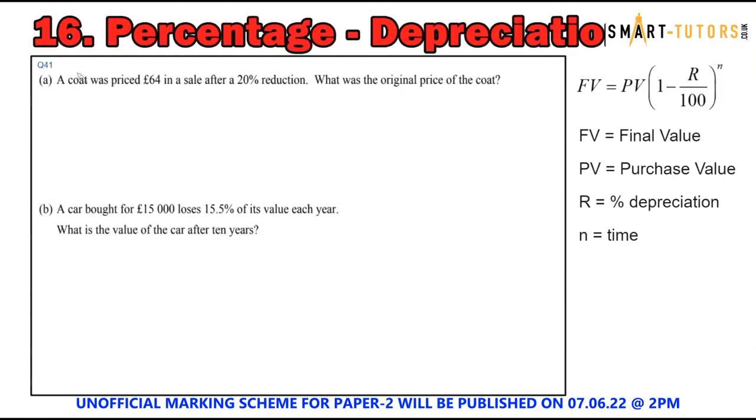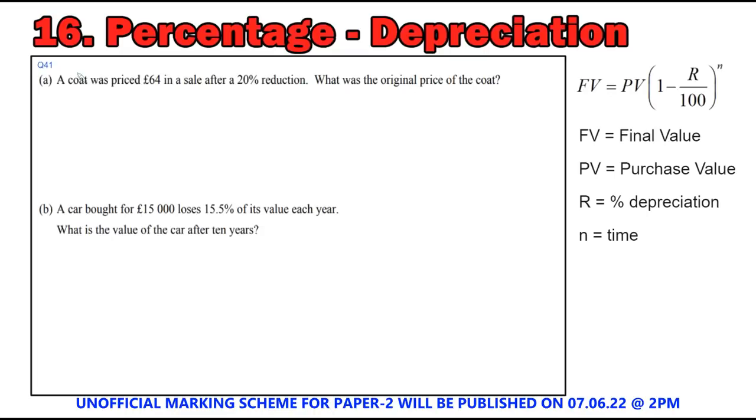Topic number 16, percentage. Depreciation. You must understand the formula. Sometimes they won't be giving the formula in the question, but however, we believe that formula is in the formula sheet. FV equal PV bracket 1 minus R over 100 to the power N. FV stand for final value, PV stand for purchase value, and percentage depreciation is R, and N is the time in years or whatever the periodic time.